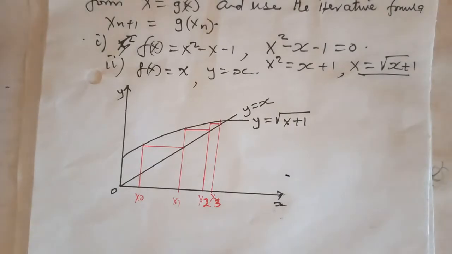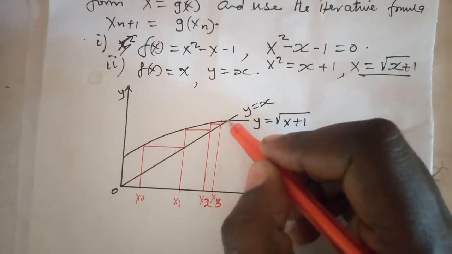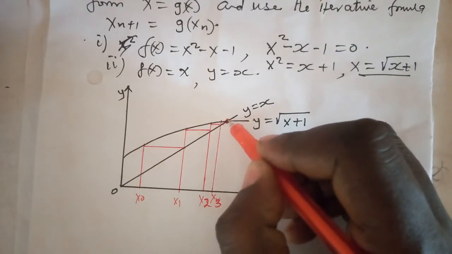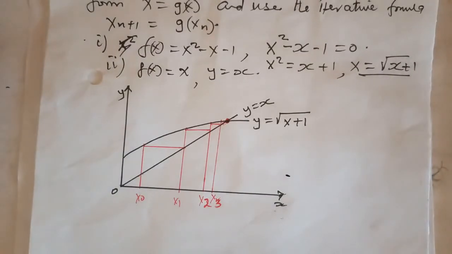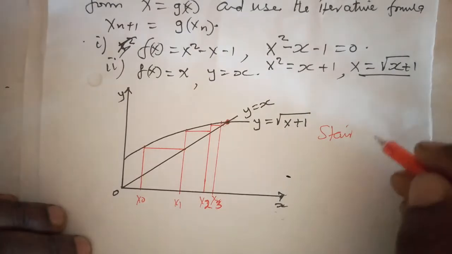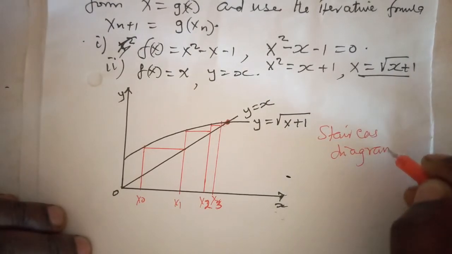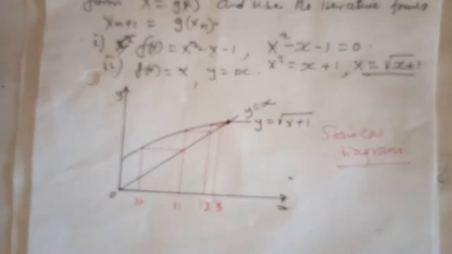You may realize that as we move further along the x-axis, we are converging to a point. We are converging to that point, and that is just true. So this is simply called the staircase diagram.